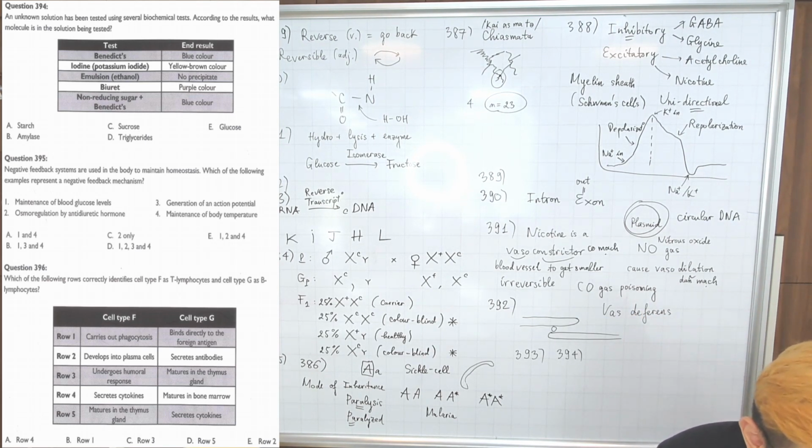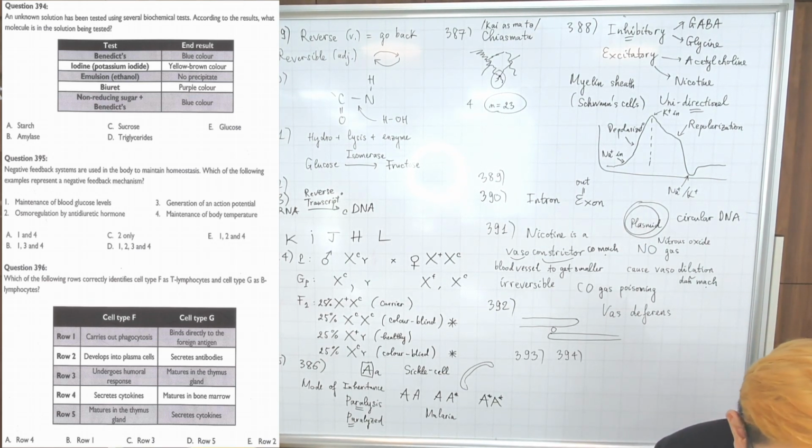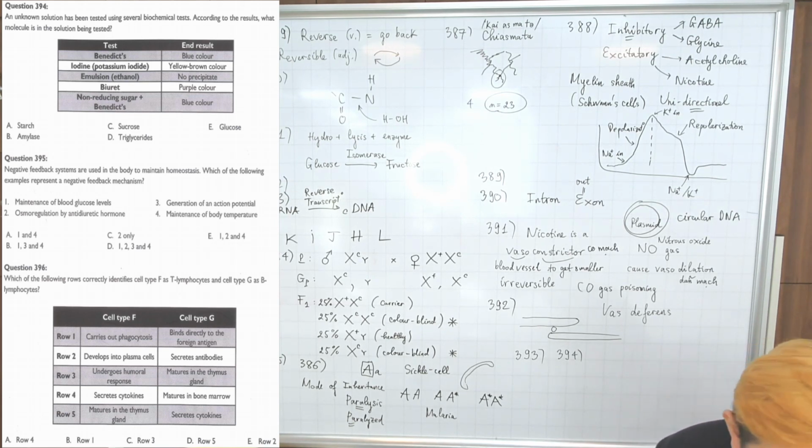Okay, an unknown solution has been tested using several biochemical tests. Một cái dung dịch mà không biết được nó là cái gì đã được kiểm tra sử dụng nhiều bài test về sinh hóa. According to the result, what molecule is in a solution being tested? Dựa vào cái kết quả, phân tử nào nó nằm ở trong cái dung dịch được kiểm tra. Oh my god, this one you just have to know. Cái này bắt buộc phải biết này.